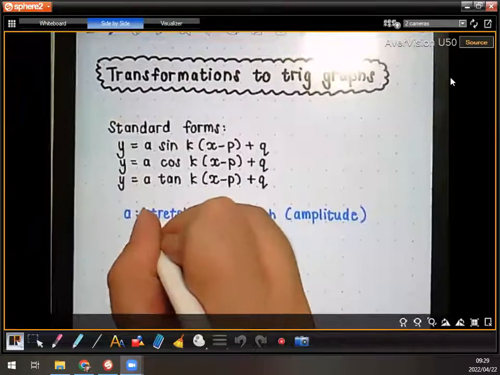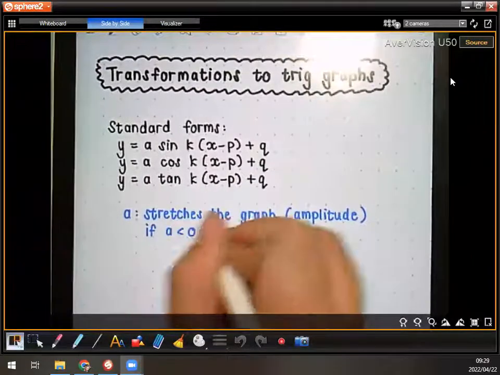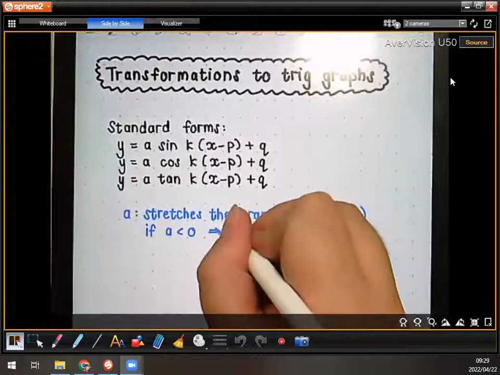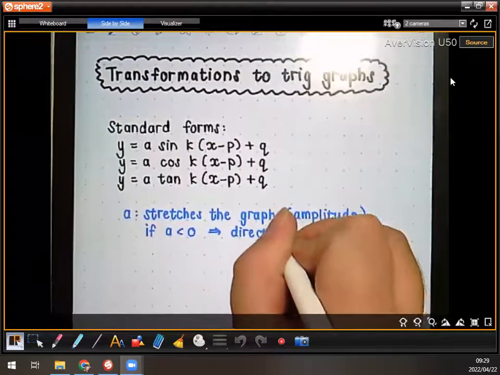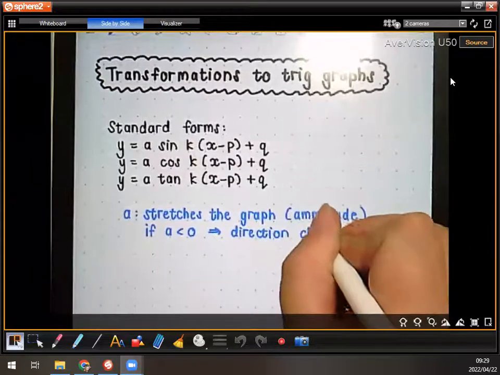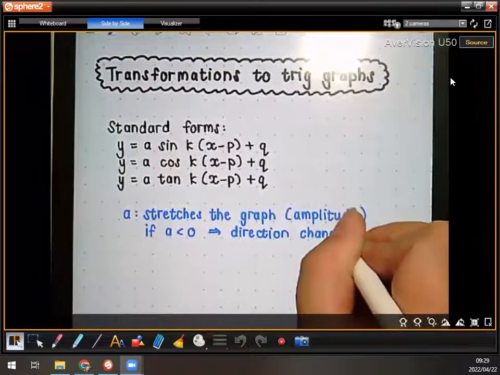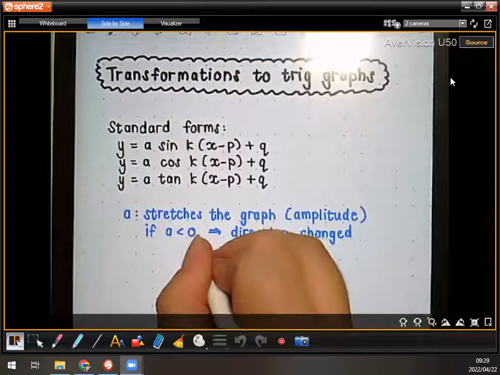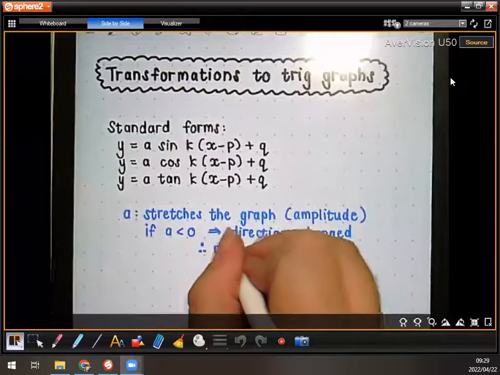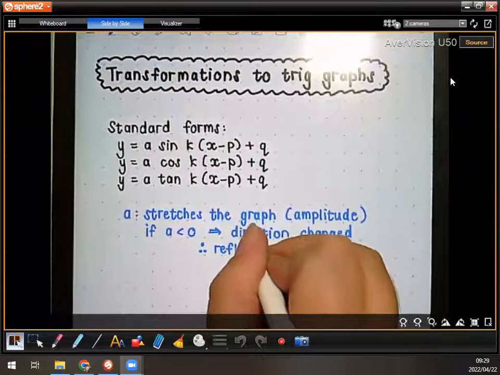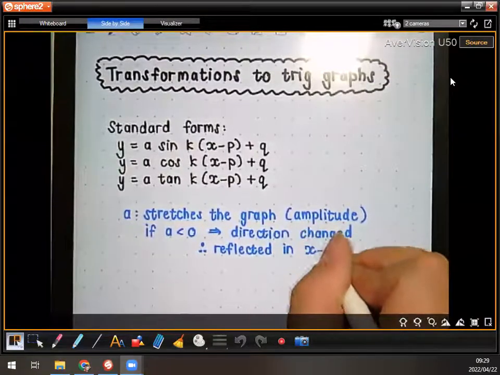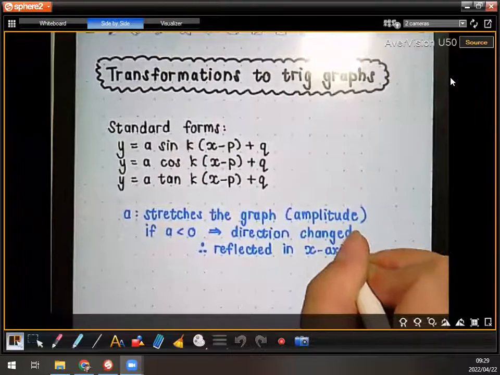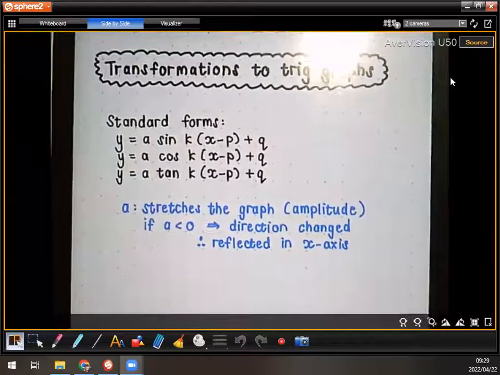So if a is negative, then direction change, therefore reflected in x-axis. You'll see when we're doing the graph one.